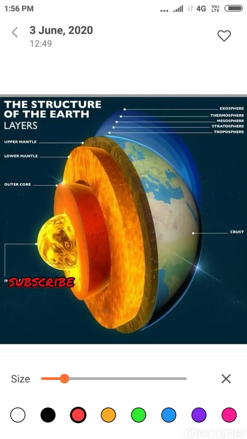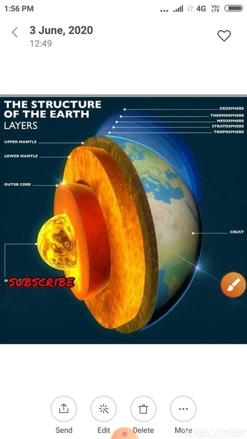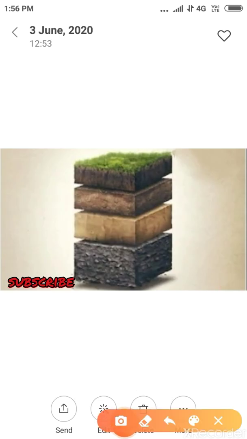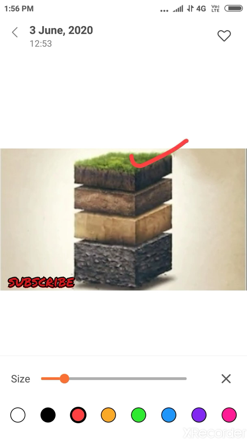First one is crust. The uppermost layer over the earth's surface is called the crust. This is the crust. It is the thinnest of all the layers. It is 35 km thick on the continental masses and only 5 km on the ocean floor.